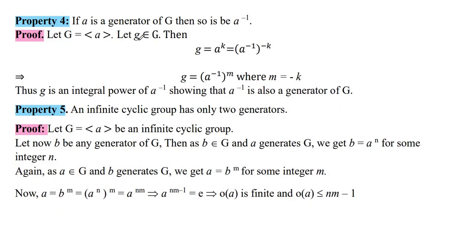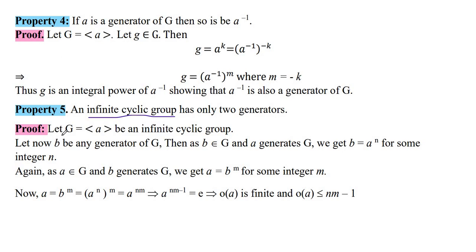Next, this one says that whenever A is a generator, A inverse is also a generator. The next one says that in an infinite cyclic group, we can have only A and A inverse as generators. You cannot have more than these two generators in an infinite cyclic group.